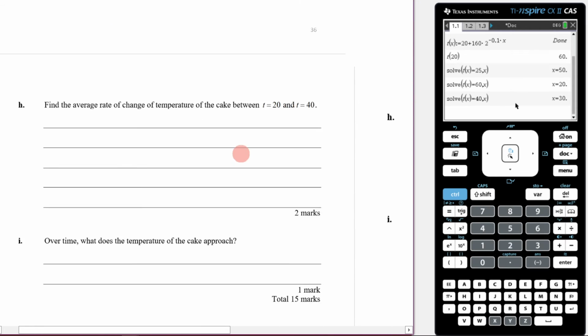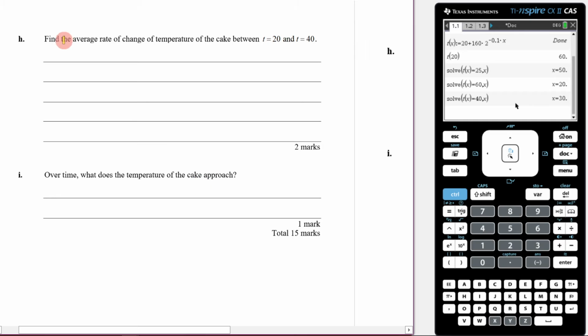Okay, we continue. Next thing is asking for, this is a long video. Next thing that it's asking for is find the average rate of change of temperature of the cake between T is 20 and T is 40. So how do we find the average rate of change of something?